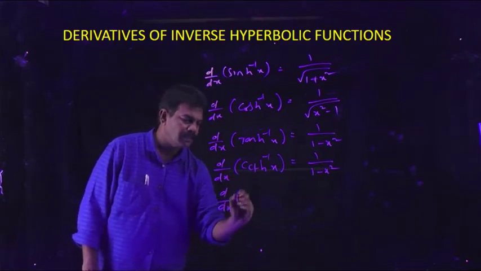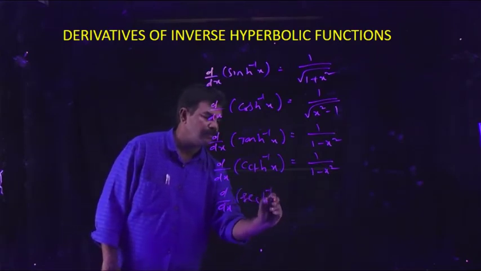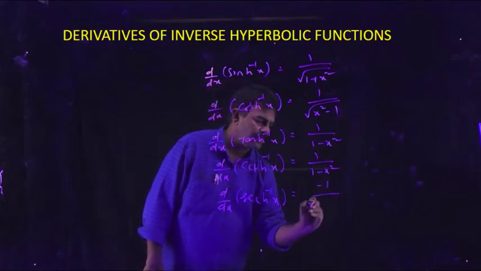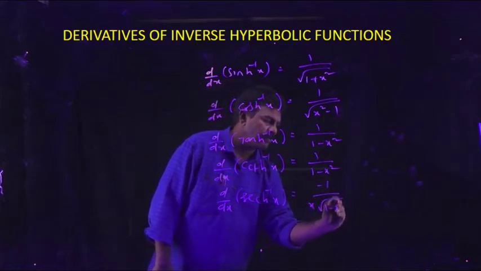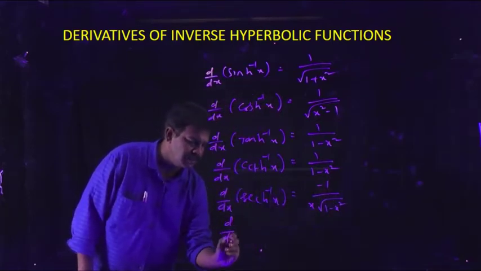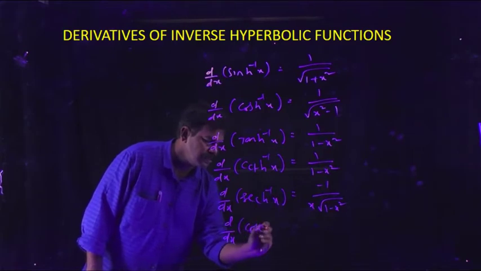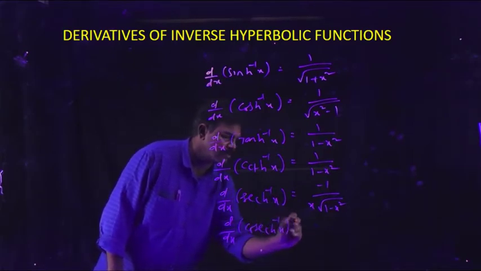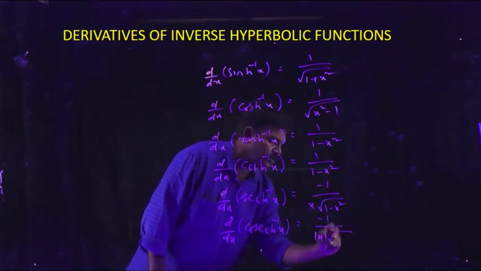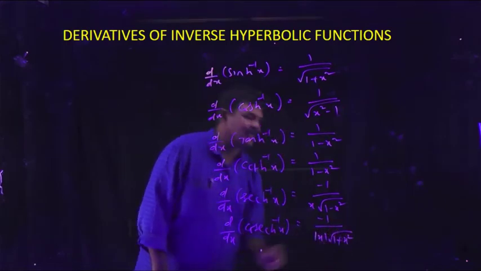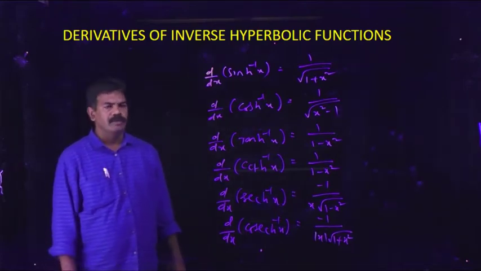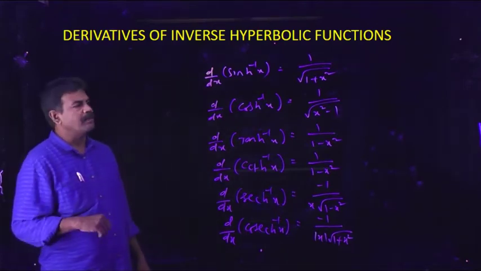d by dx of sech inverse x is equal to minus 1 by x into root of 1 minus x square. And the last one is d by dx of cosech inverse x is equal to minus 1 by mod x into root of 1 plus x square. These are the formulas of derivatives of inverse hyperbolic functions.